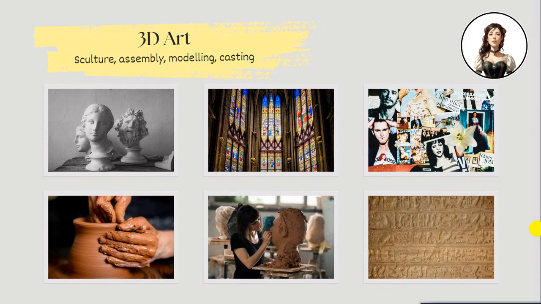Now let's go to 3D art. So 3D art examples are sculptures, assemblies, modelings, castings, and of course there are more. Here are some examples.